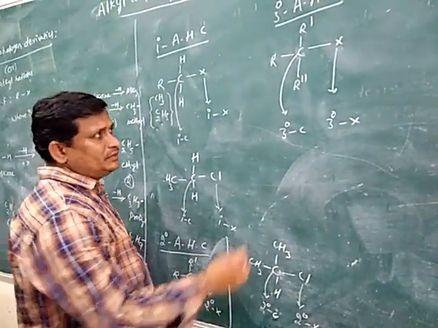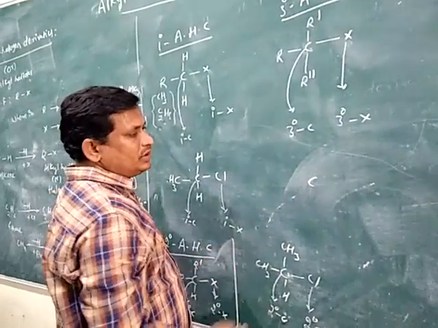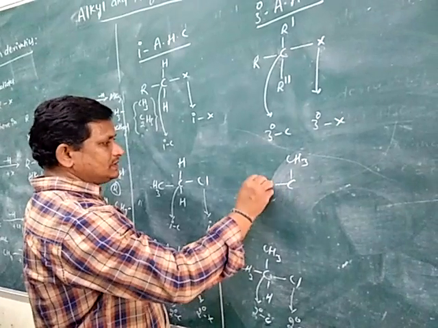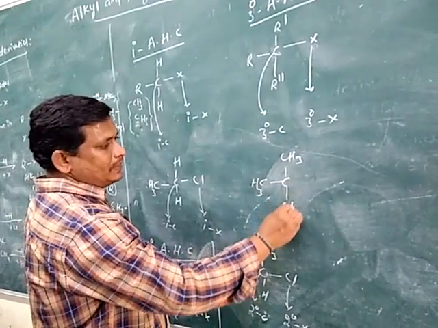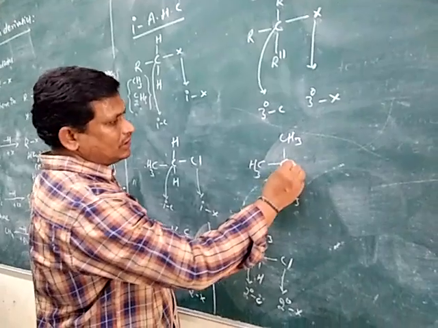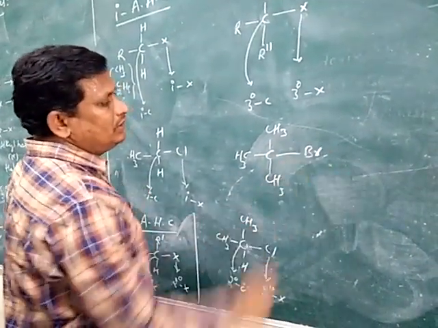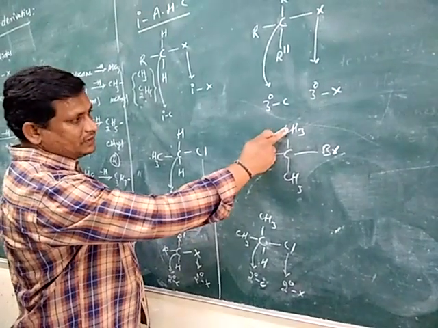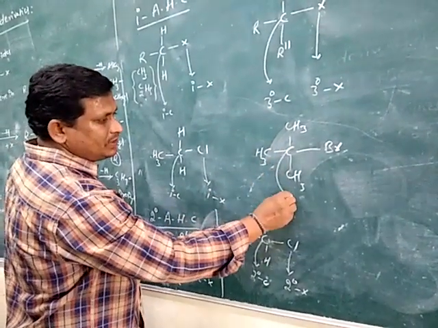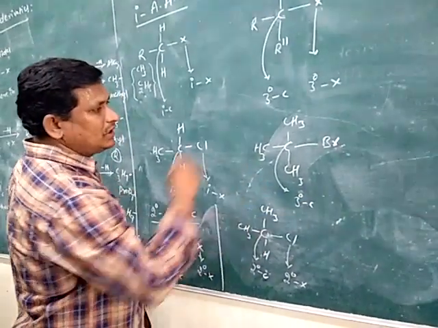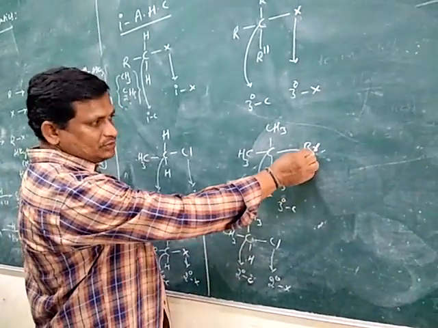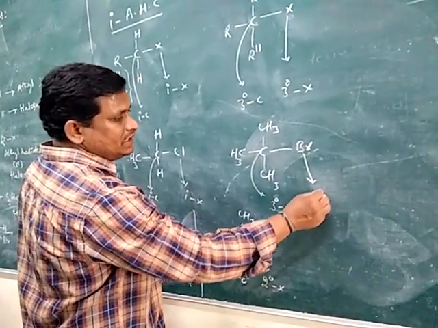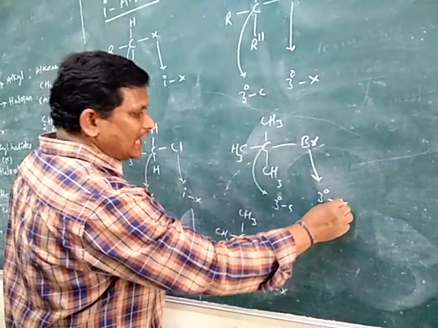So it is explained with one suitable example. For example, a carbon with CH3 as the first group, CH3 as the second, CH3 as the third, and, for example, Br. Now this carbon is attached to another three carbons, 1, 2, 3. So this carbon is a tertiary carbon. This halogen, bromine, is attached to the tertiary carbon, so it is the tertiary halogen.